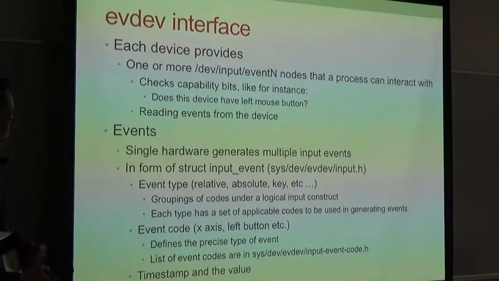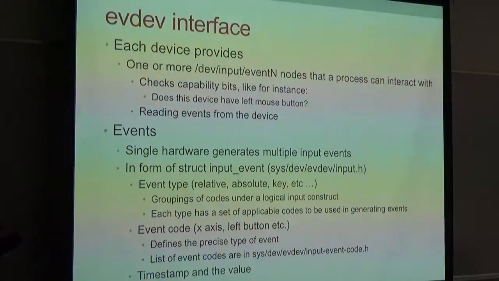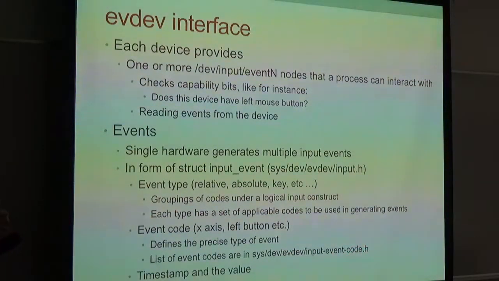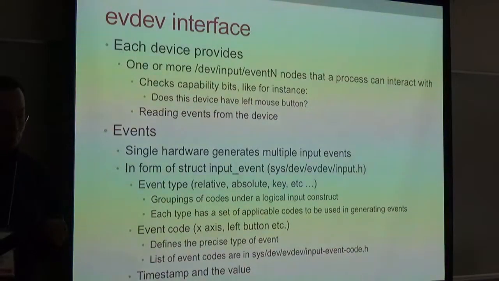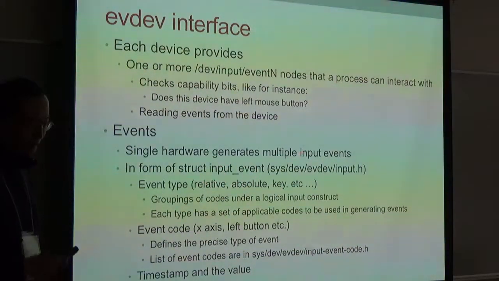Then the next thing is the event code, like x-axis, left mouse button, or things like that. This defines the precise type of event, and the list of event codes is in input-event-codes.h. And there are also two other things, the timestamp and the value. Value is itself the read value. So basically, the events are in the form of struct input_event.